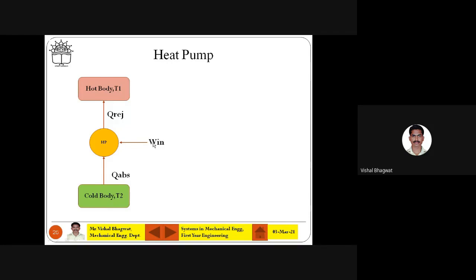And what is W in? Basically it is the difference between Q rejected and Q absorb. So heat is flowing from a low temperature body to a high temperature body. It is not possible for heat to flow from a low temperature body to a high temperature body naturally. That's why you have electricity. The electricity is what your heat pump or refrigerator consumes; only then is it possible to take heat from the cold body and give it to the hot body. Okay, so now you have the desirable effect here, which is Q rejected. Are you with me?